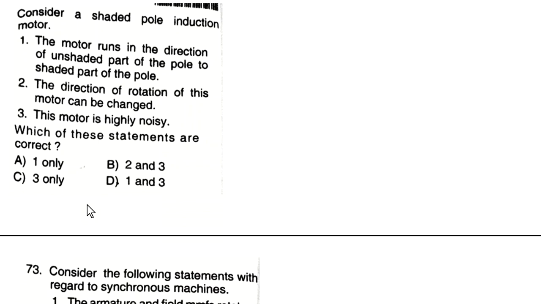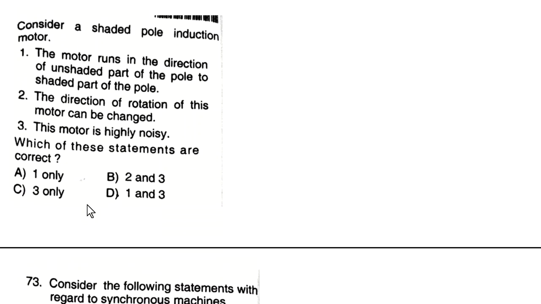And the next one, consider a shaded pole induction motor. The motor runs in the direction of unshaded part of the pole to the shaded part of the pole. The direction of rotation of this motor can be changed. This motor is highly noisy. So here the rotor always runs from the unshaded part of the pole to the shaded part of the pole.